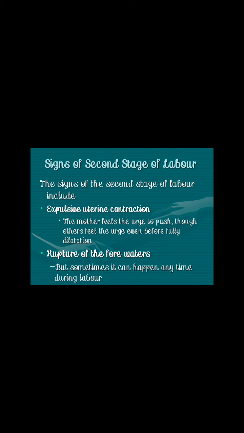But sometimes it can happen anytime during labor. If the amniotic membrane has not ruptured in the first stage of labor, when you see a mother has strong contractions and now the membrane is rupturing, it is a sign to recognize the mother is near to push out. So when you see a mother whose membrane is rupturing and she complains of strong contractions, it is a sign that the mother is now ready to push out.